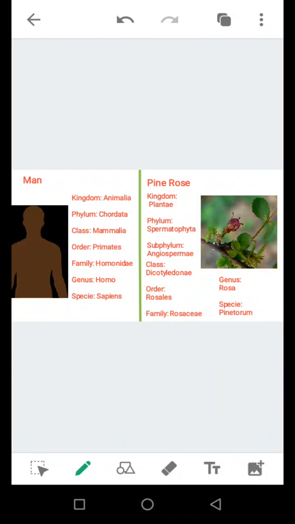Now, we have pine rose. Pine rose is an example of a plant. So your guess is as good as mine. It belongs to the kingdom Plantae. It belongs to the phylum Spermatophyta. That means it's a seed-producing plant.